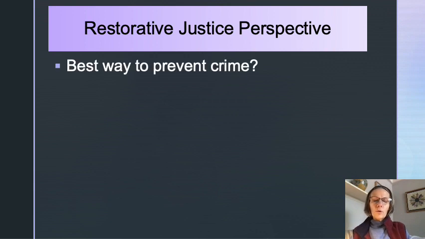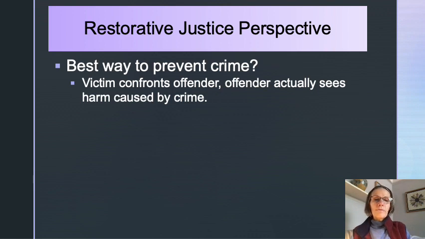So, from a restorative justice perspective, what's the best way to prevent crime? Well, from this perspective, one way to prevent crime is for the victim to have an opportunity to confront the offender. They don't have to, it's their choice. But a lot of times victims say that they want to feel safe. They want to understand why this person committed this crime. They want to see this person as a human, and they want to hold them accountable for it, and see whether or not the offender gets an opportunity to understand the harm that they've done.